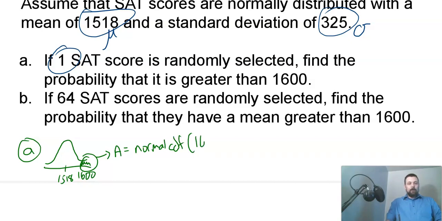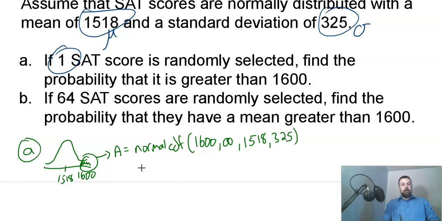And the lower bound there is 1600. This problem's actually a little bit too similar to the last one because it's lower bound, we have a number for that. It's a different number, but it's a number. The upper bound is infinity, just like the last example. The mean this time is 1518, so we do have to make that change. And the standard deviation is 325. And so we'll get this answer.